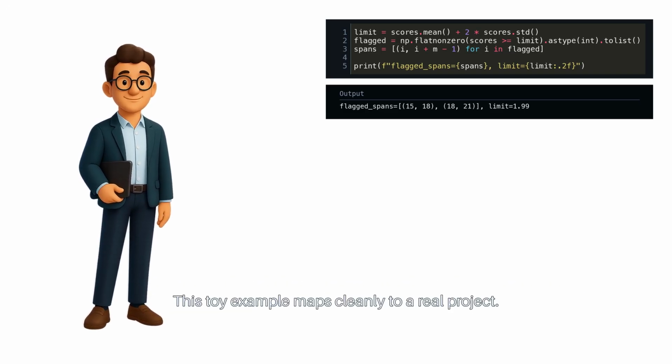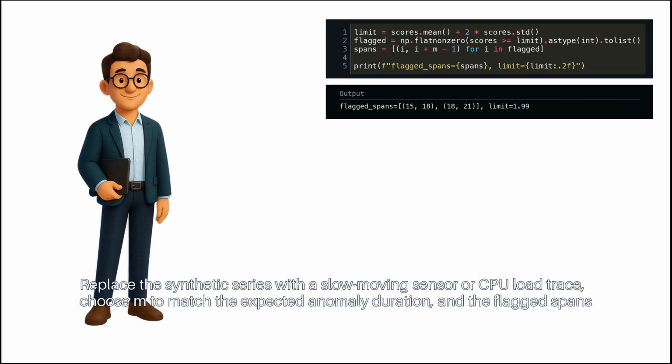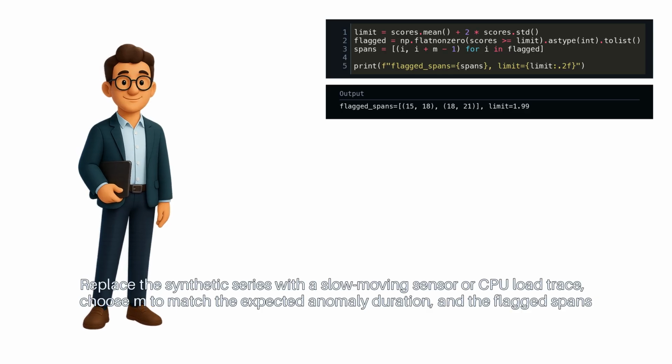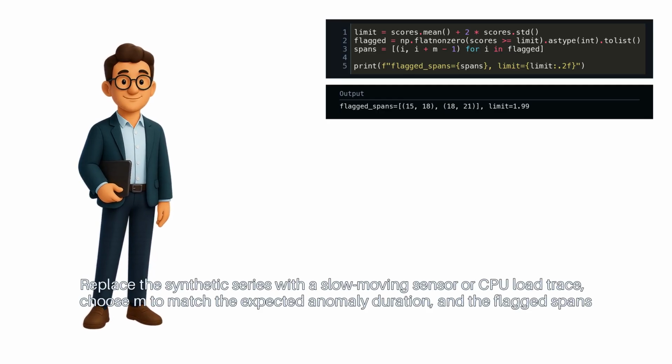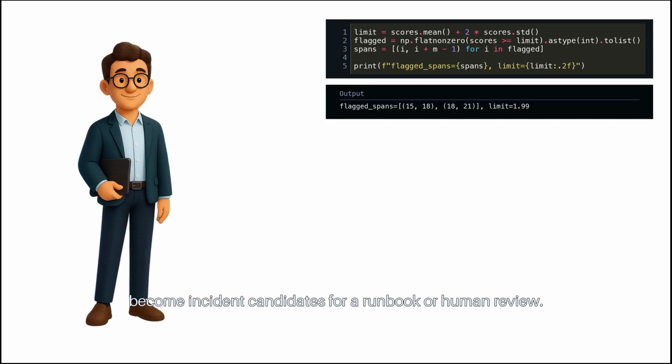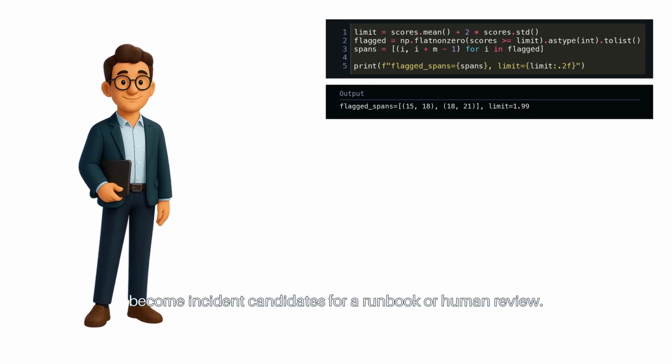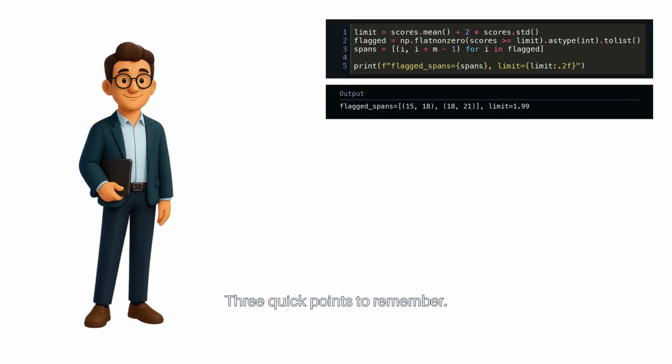This toy example maps cleanly to a real project. Replace the synthetic series with a slow-moving sensor or CPU load trace. Choose m to match the expected anomaly duration, and the flagged spans become incident candidates for a runbook or human review. Three quick points to remember.